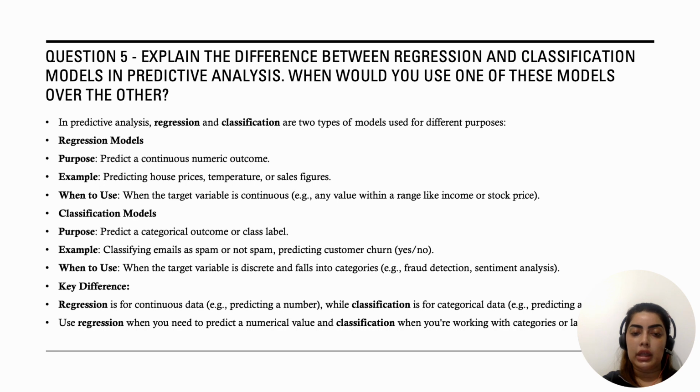An example is classifying emails as spam or not spam, and predicting customer churn, for example, a yes or a no answer. Use it when the target variables are discrete and fall into categories, whether it's fraud detection or sentiment analysis. Key differences: regression is more for a continuous data set. It's always predicting a number, while classification is more for categorical data. Use regression when you need to predict a numerical value, and classification when you are working with categories.